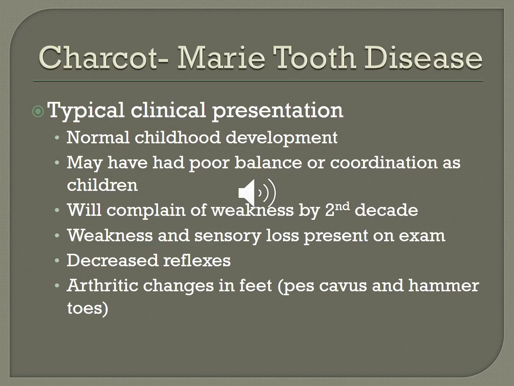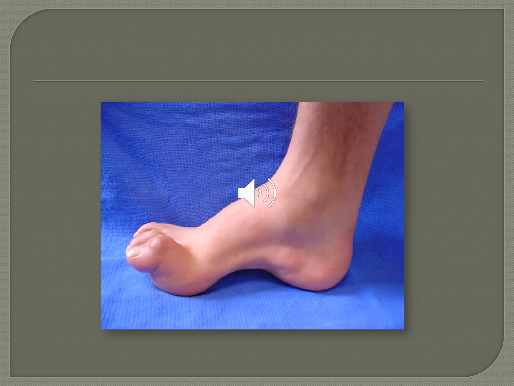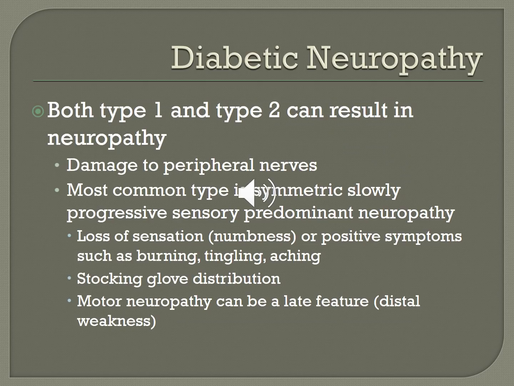So on examination, you'll have decreased reflexes, and you can have atrophy in the muscles because it's a lower motor neuron disorder. They can have orthopedic changes in the feet, so they'll have problems with high arches and hammer toes. So this is just a picture demonstrating the hammer toes and the high arches, or the pes cavus, of a patient with Charcot-Marie-Tooth disease.